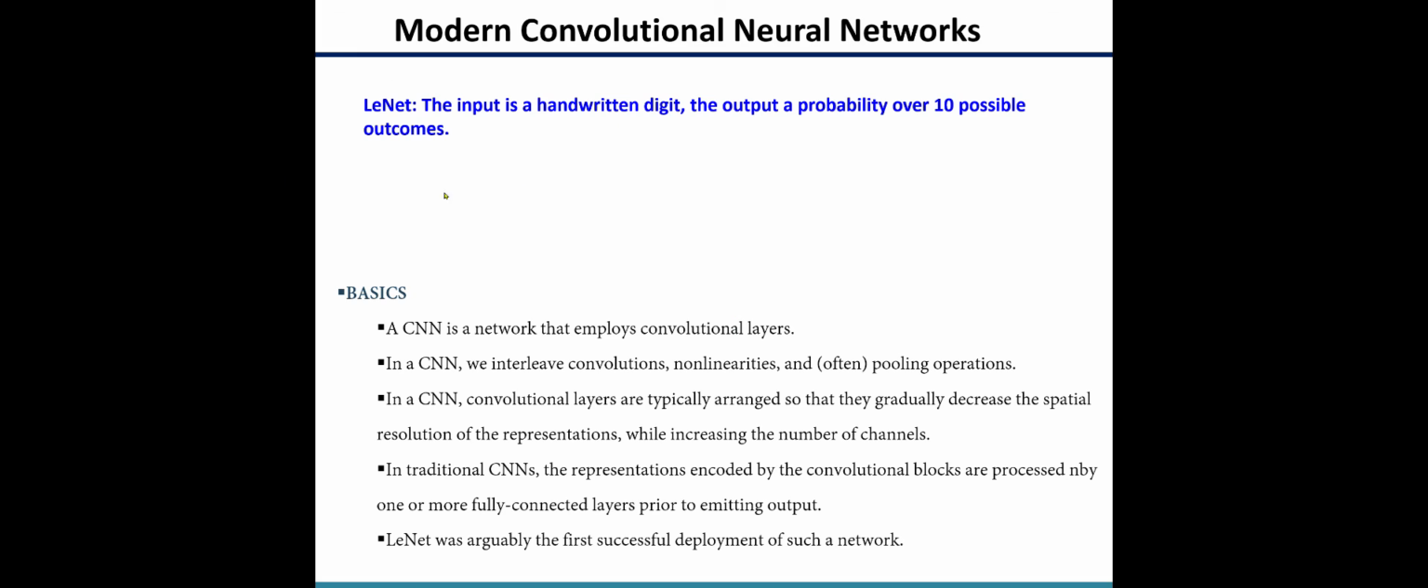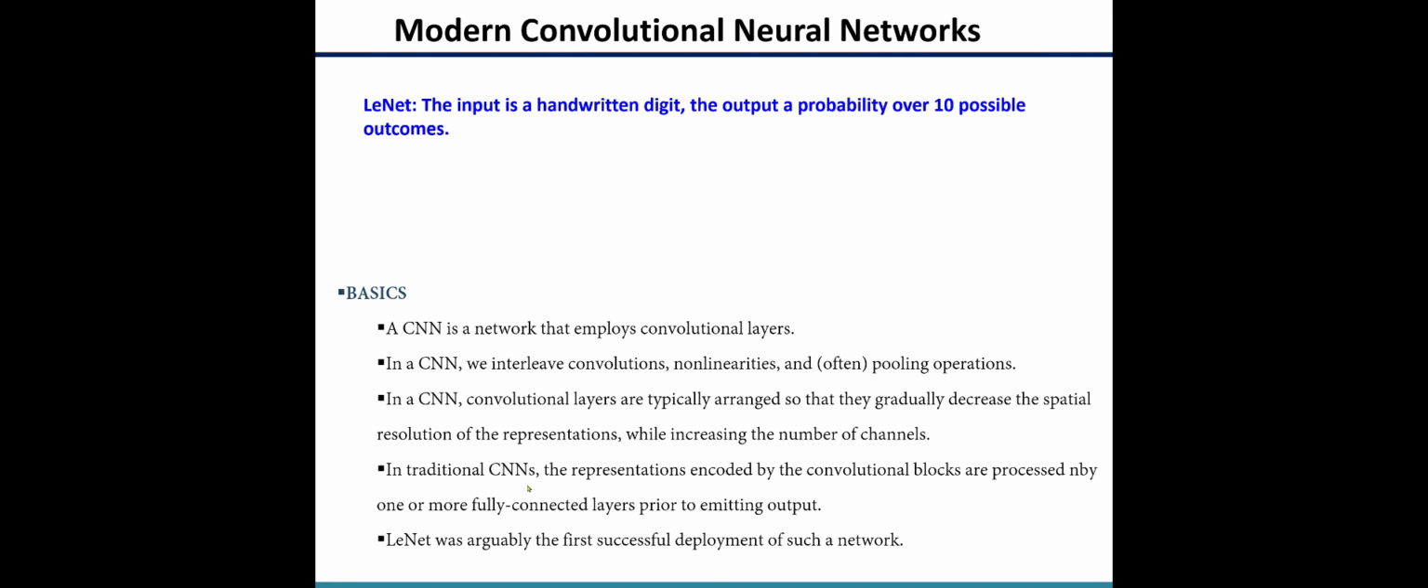So next we have LeNet. In LeNet the input is a handwritten digit and the output is the probability over the 10 possible outcomes. The basic idea of LeNet is that a CNN is a network that employs convolutional layers. In a CNN, we interleave convolutions, non-linearities, and often pooling operations. The convolutional layers are typically arranged to gradually decrease the spatial resolution, while increasing the number of channels.